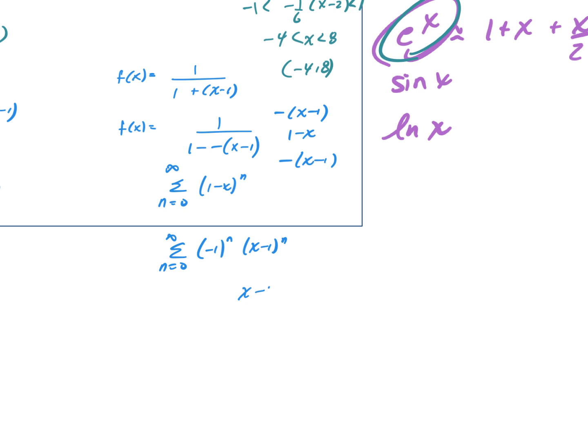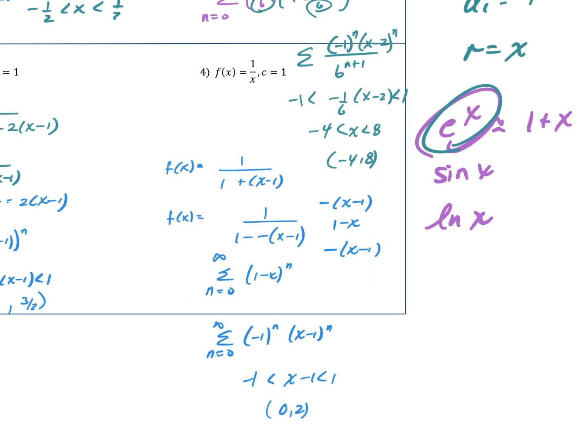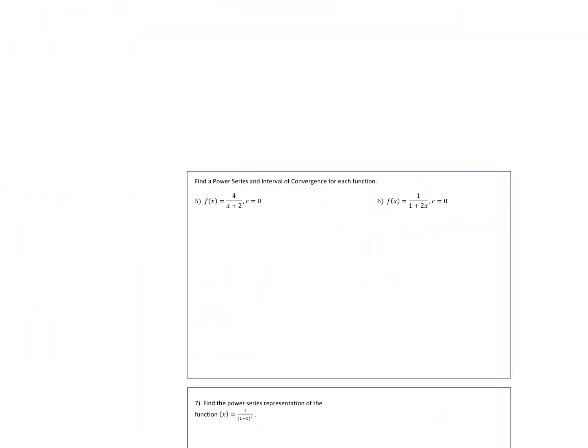And then this just has to be less than 1, greater than negative 1. So we're going to get between 0 and 2. And again, it's just to make sure you understand what's happening here. You can double check that your center, which in this case is 1, is right smack in the middle of your interval of convergence.